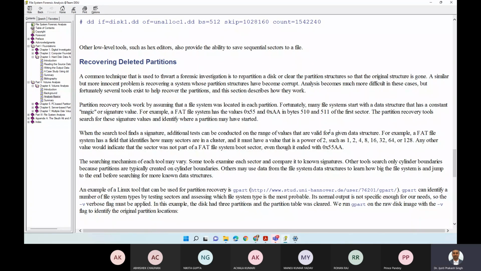Yes, sir. Nikita Gupta, are you there? Yes, sir, I am here. Yes. So tell me, how to find out, given what I just described. Sorry.